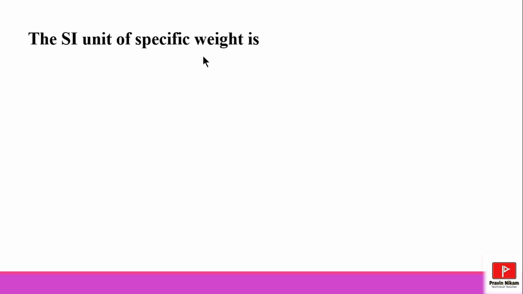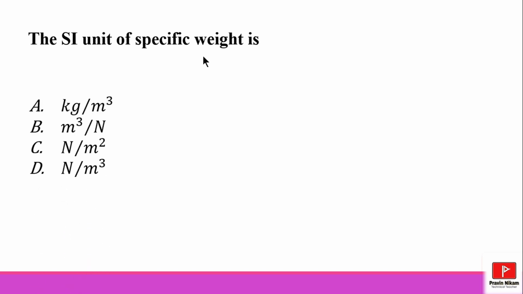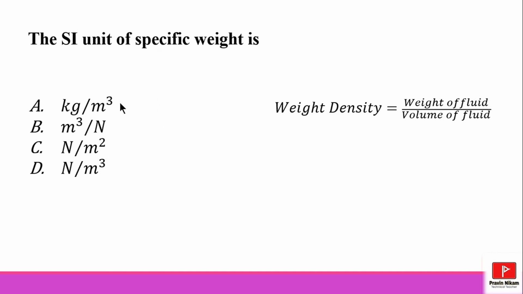Now see the next question. The SI unit of specific weight is. Now we know these are the options. Weight density is equal to weight of fluid divided by volume of fluid. Weight density is denoted by gamma. Weight of fluid is denoted by W, and volume of fluid is denoted by V. So gamma is equal to W divided by V.